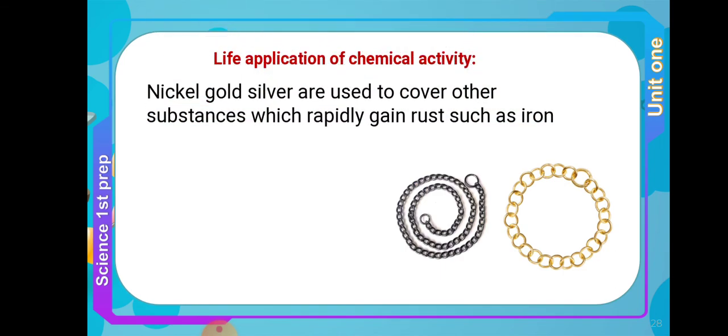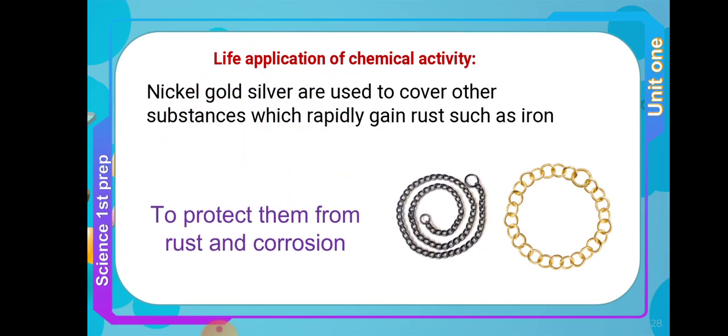We use nickel, gold, and silver to cover other substances which rapidly gain rust, such as iron, to protect them from rust and corrosion, because nickel, gold, and silver are inactive metals.